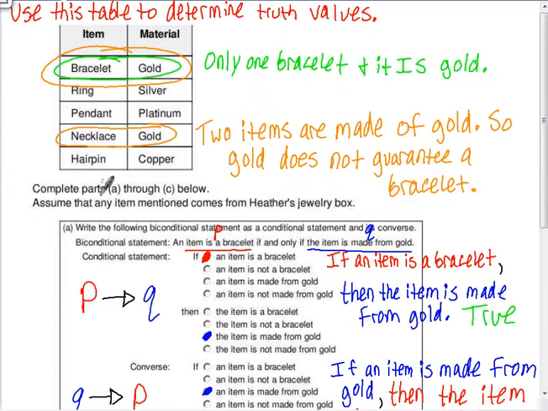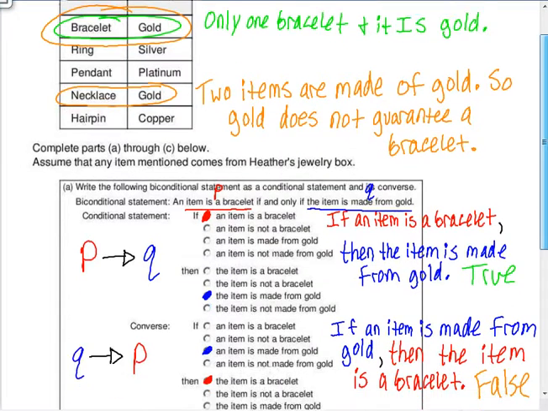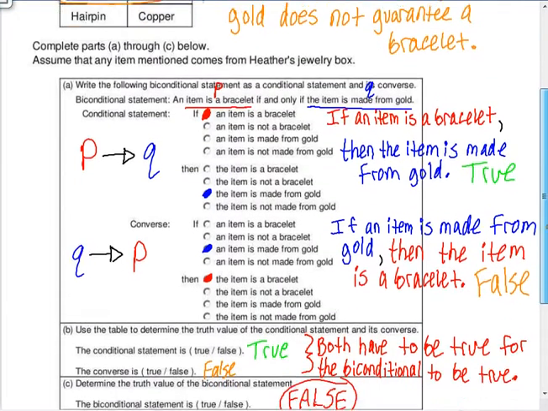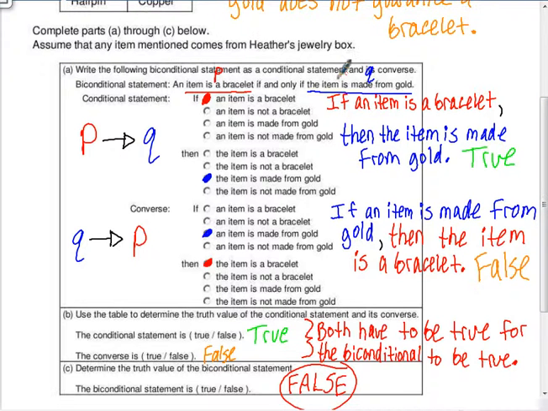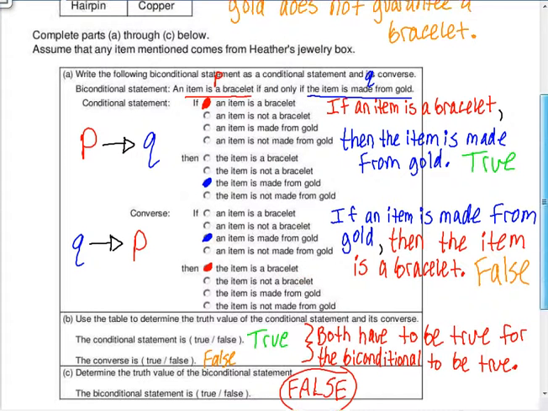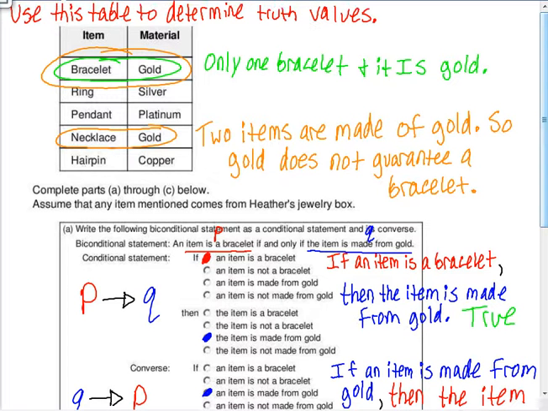Let's look at the converse. Let's change the order. Let's put gold first and bracelet second. So if an item is made from gold, then the item is a bracelet. Let's go up to our table. Let's look for gold. We have gold right here, and we have gold right here. So in other words, if you grab a gold item, this gold item, sure, will be a bracelet, so that's true. But if you grab another gold item, it's not a bracelet.